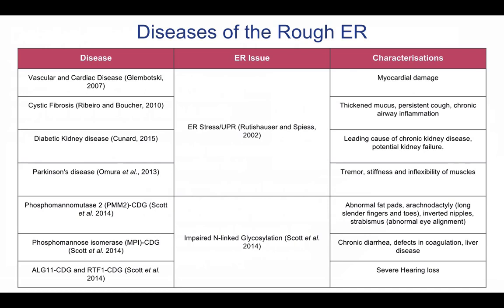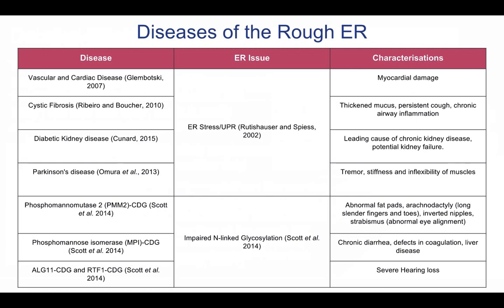If the glycosylation function of the ER is impaired by a genetic mutation, it will cause disorders that affect almost all organs due to the inherent nature of the endoplasmic reticulum. These disorders are called congenital disorders of glycosylation, CDGs.